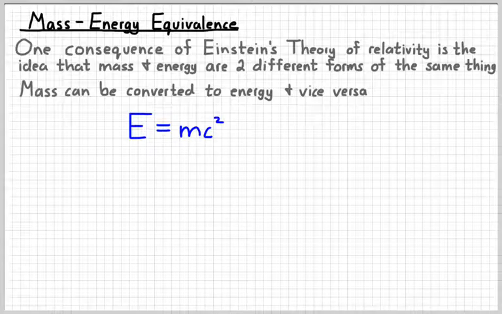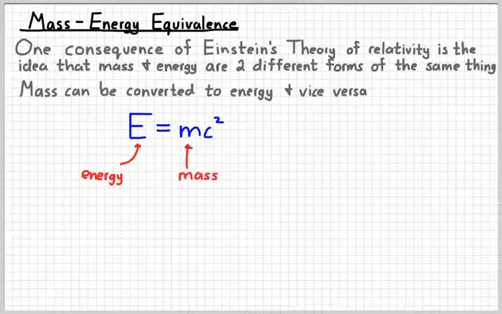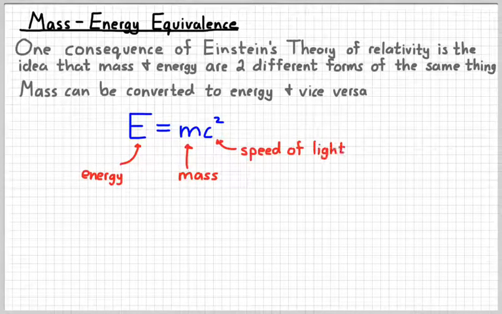In the E equals mc squared equation, E stands for energy, m stands for mass, and of course c stands for the speed of light. Now notice that the speed of light's a ridiculously big number, and when you square that you get an even more ridiculously big number. And so these energy numbers are going to be very, very large. It's a lot of energy we're talking about here.